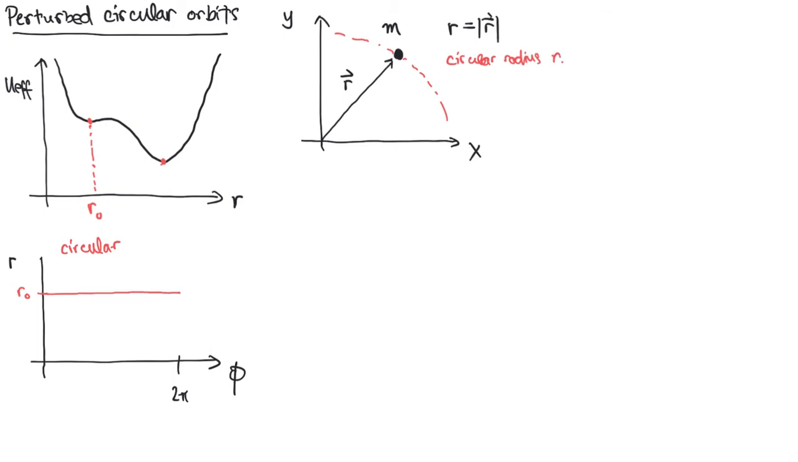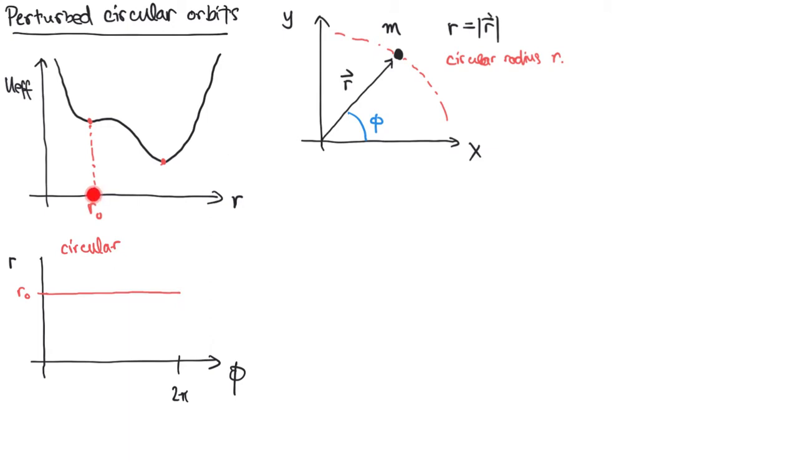Okay, and in this case, we can think about the angle relative to the x-axis. That angle is phi, and if this particle makes one circle, one orbit, phi goes from 0 all the way around to 2 pi. The actual shape of the orbit would be a circle, but we can make a plot of distance from the origin as a function of angle. For a circular orbit, that would be a flat line.